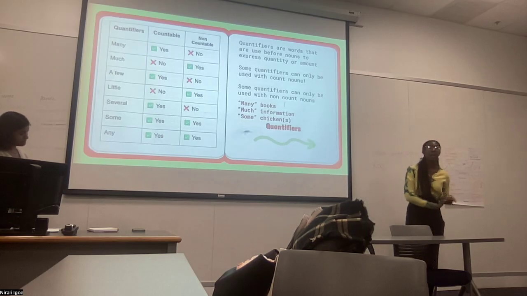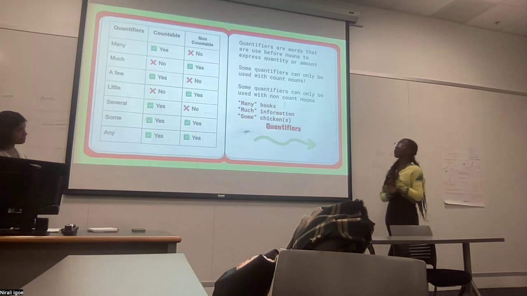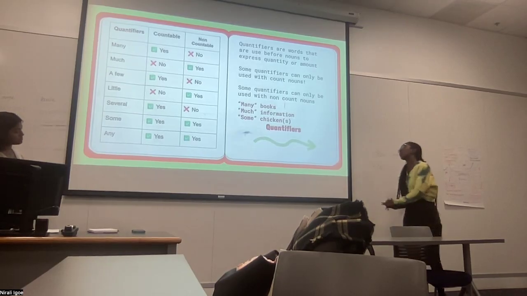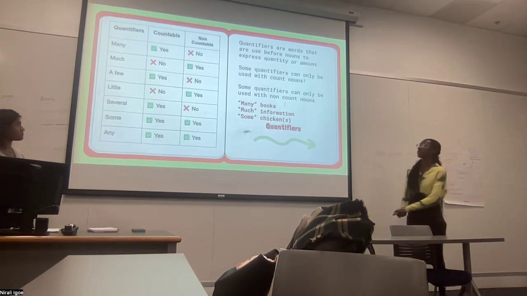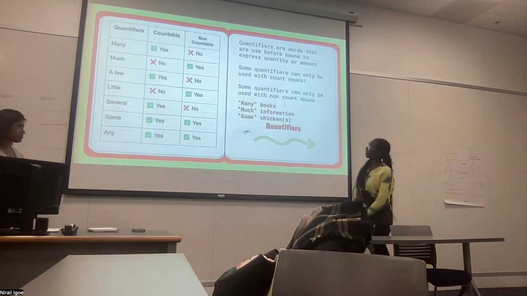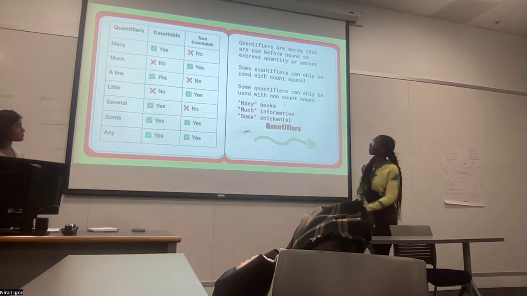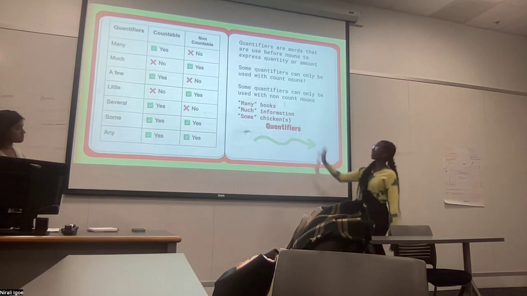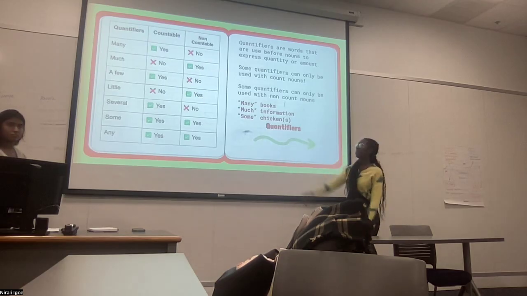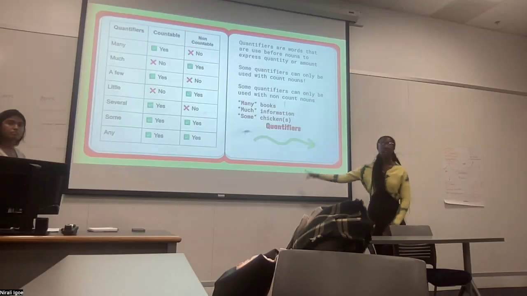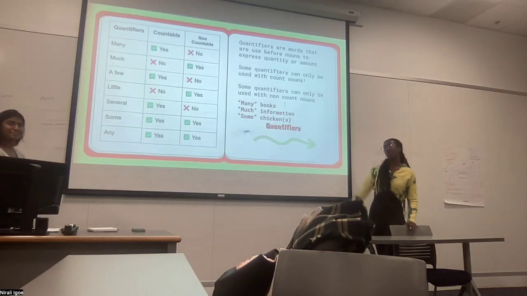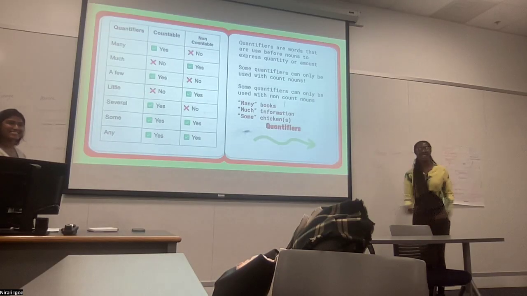One thing to keep in mind is that some quantifiers can only be used with count nouns. Some quantifiers can only be used with non-count nouns. For instance, many with the countable noun books, but much with the non-countable noun information, and then some with that crossover noun, chicken. So, yes. Any questions?